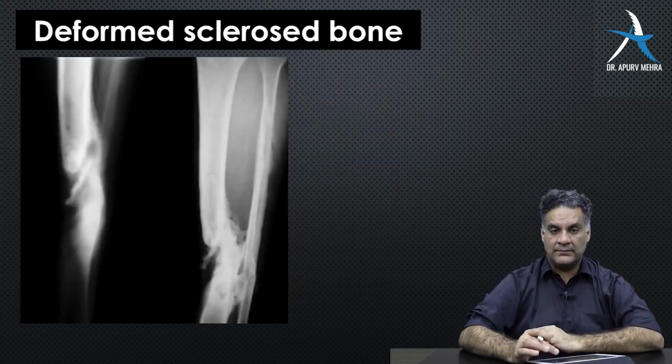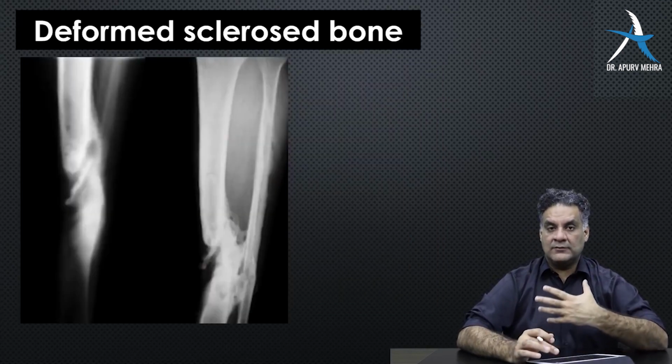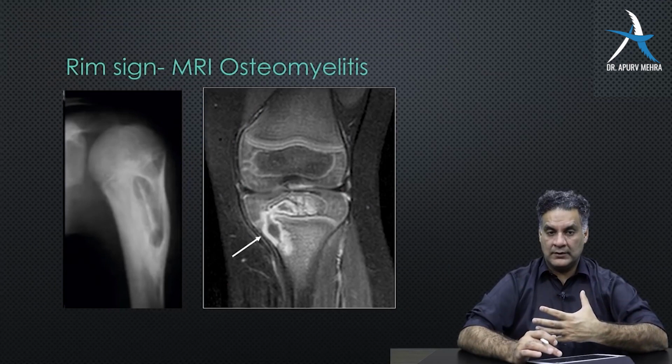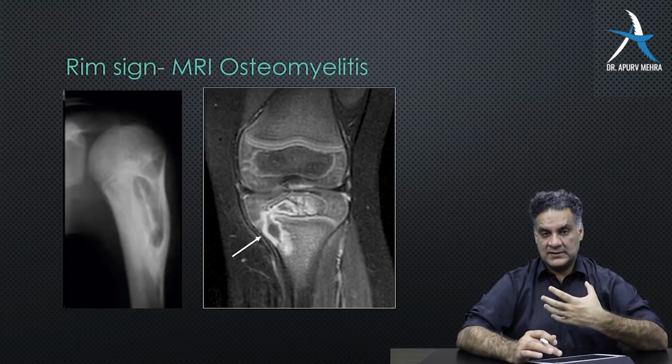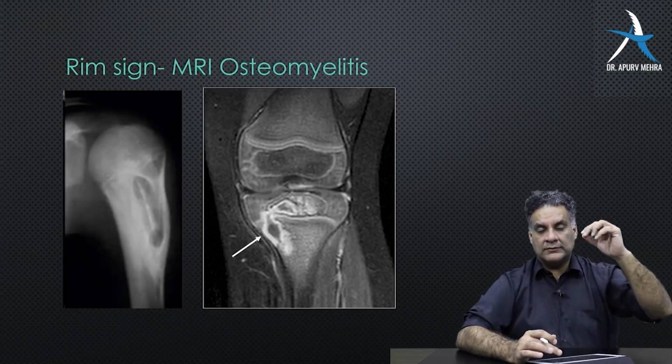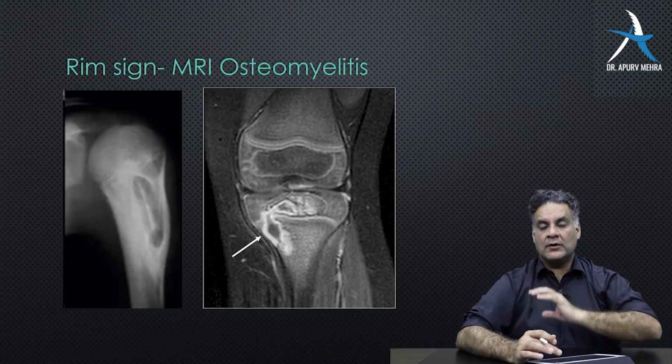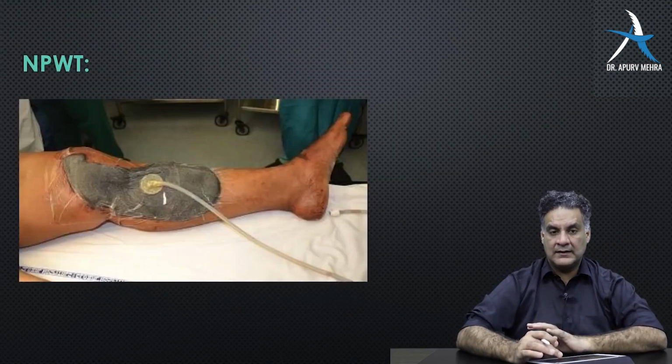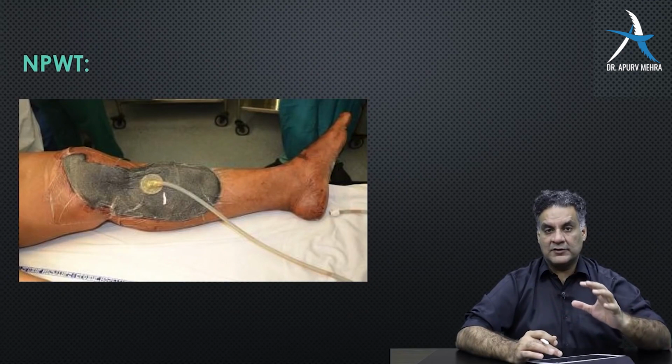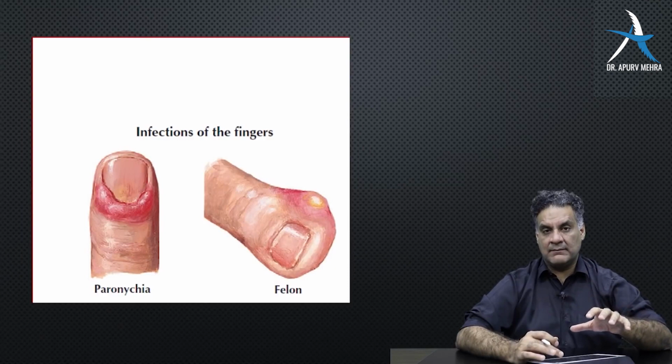Again, a recent question. Remember, chronic infections will lead to deformed white bone. In chronic infections, the rim formed by the involucrum is called the rim sign on MRI. When you want to cover the chronic infections with soft tissue, this is done by negative pressure wound therapy or vacuum assisted closure. An image comes in the exam.